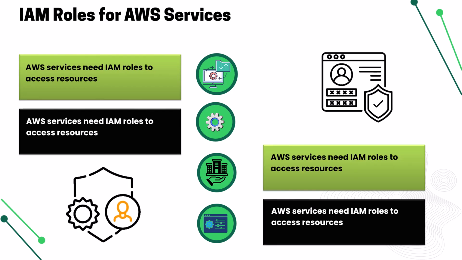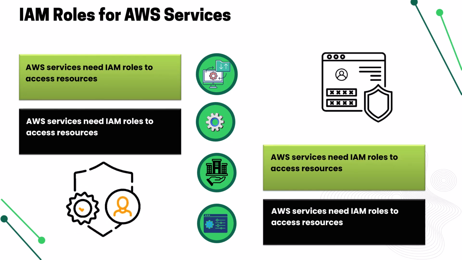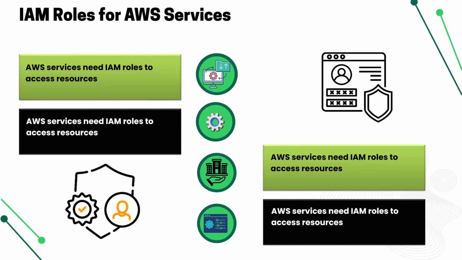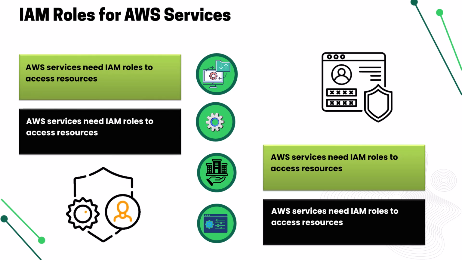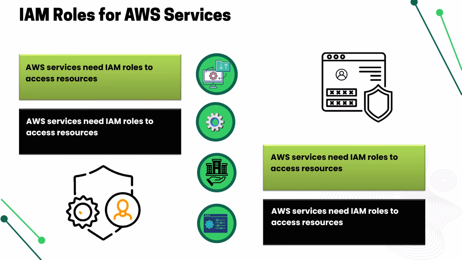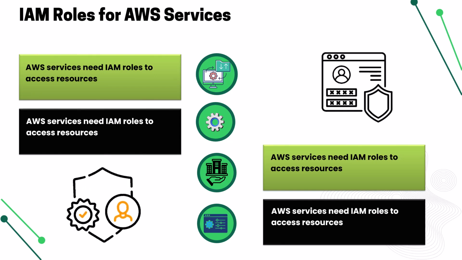Even AWS services need permissions. IAM roles let services like EC2 and Lambda access resources securely. Service-linked roles are the lazy genius's best friend, while custom roles give you fine-tuned control. Best part, no need for static credentials, so no more who left the keys under the mat situations.